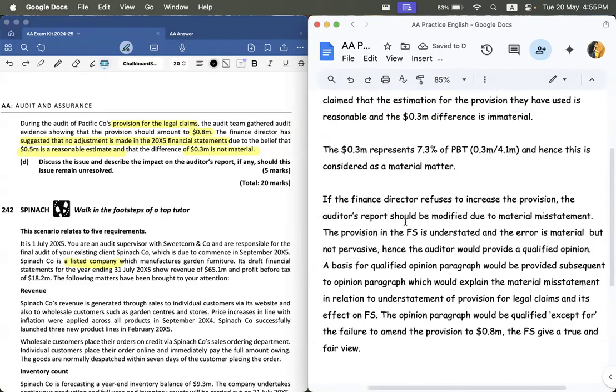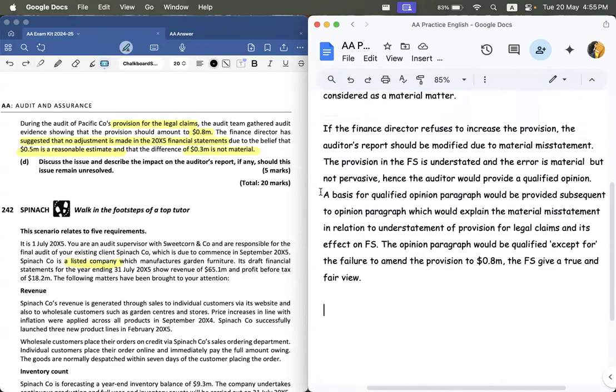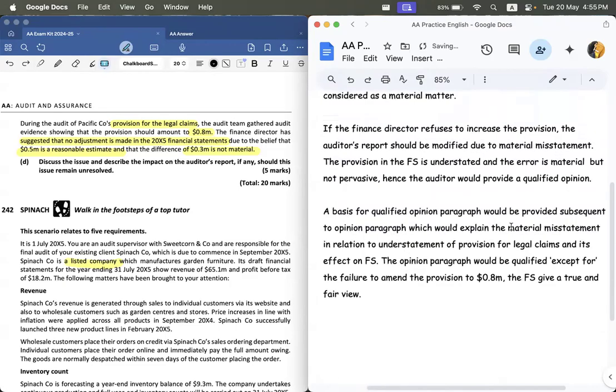So what happened? A basis for qualified opinion paragraph would be provided subsequent to the opinion paragraph, which would explain the material misstatement in relation to the understatement of provision for legal claims and its effect on FS. The opinion paragraph would be qualified except for the failure to amend the provision to 0.8 million. The FS gives a true and fair view, right? So except for the amount of 0.8 million, the FS is true and fair. That means only that is the problem. Clear, no?